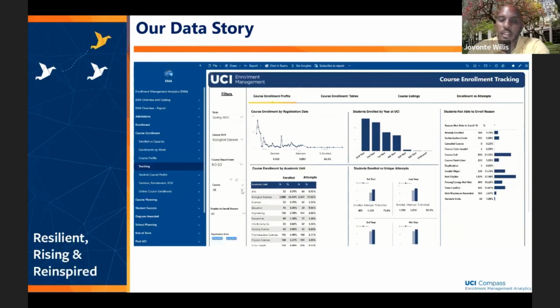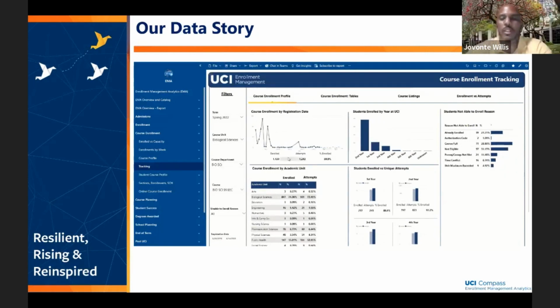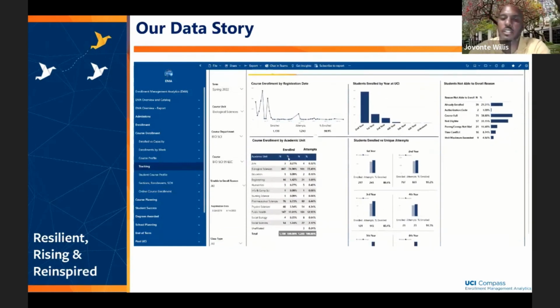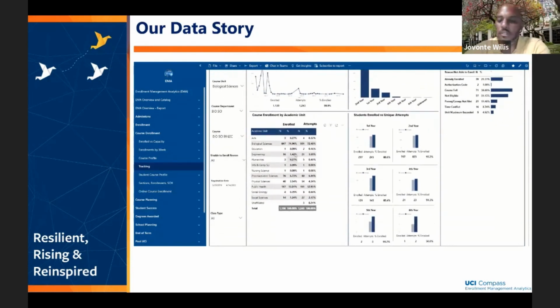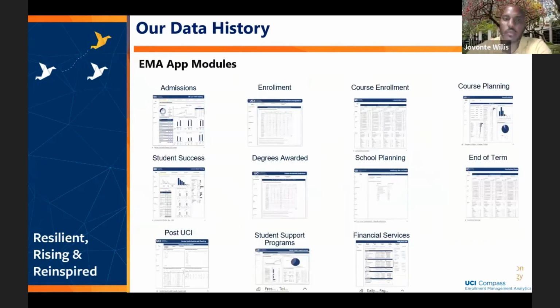And so, like I said, it's a one-stop shop where people are able to come in here and really access the data without having to go to multiple places, without having to put a data request in. And we try to make it as intuitive as possible as well. So within our EMA app, we actually developed 11 different modules stored within this app.